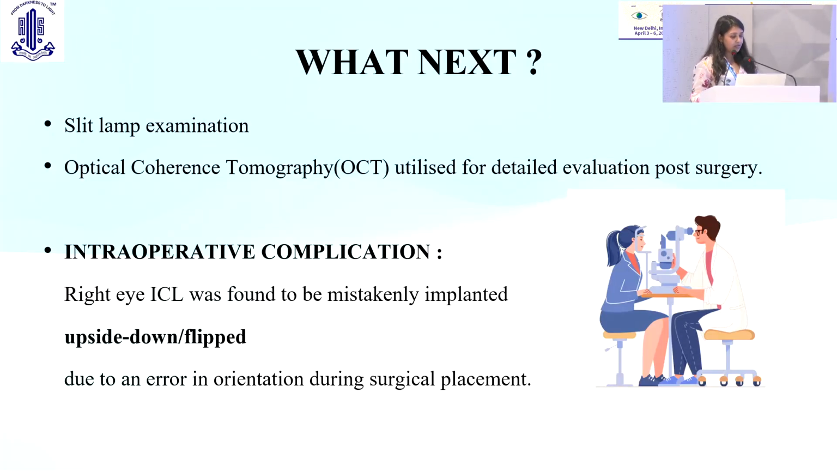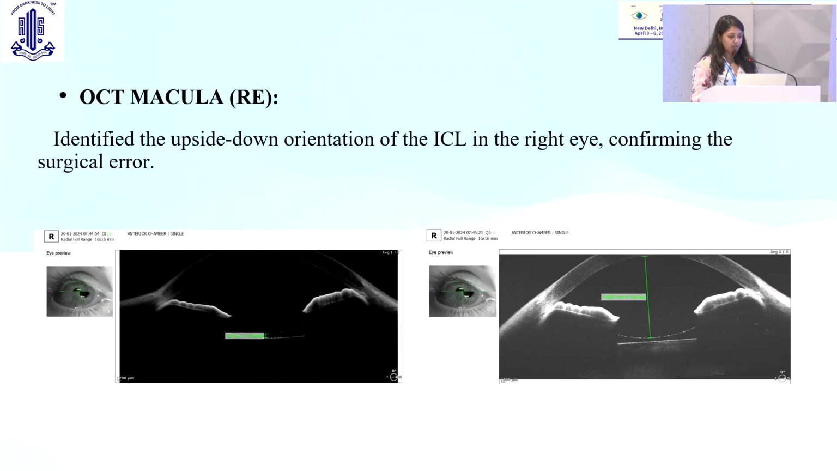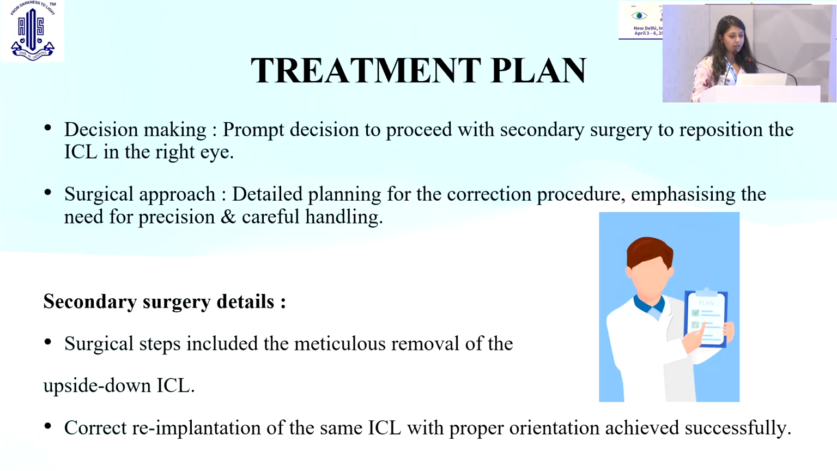The right eye ICL was found to be mistakenly misplaced upside down or flipped due to an error in orientation during the surgical placement. OCT macula identified the upside down orientation of the ICL in the right eye, confirming the surgical error. The treatment plan included detailed planning for the correction procedure, emphasizing the need for precision and careful handling. The secondary surgery included the meticulous removal of the upside down ICL. Correct reimplantation of the same ICL with proper orientation was achieved.